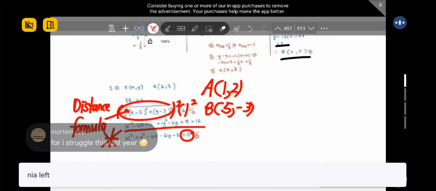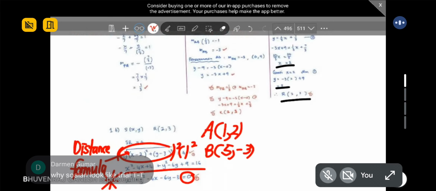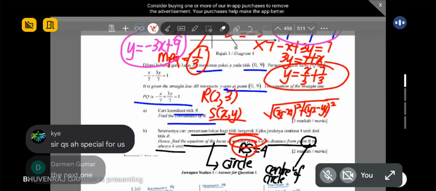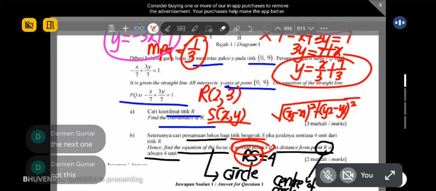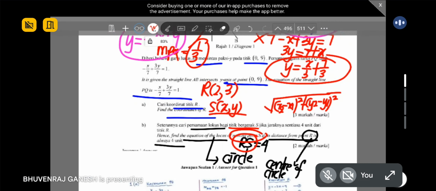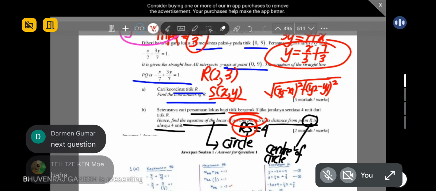Okay, for I struggle this year. Oh, never mind. You just study lah, slow and steady. Okay. Why soalan look like trial? No, it's not trial. Question special for us. Yes, you all special people, right? So of course the question must be special also lah. Am I right? Special people, special question. The next one, not this. Oh, which next one? What do you mean by next one? Special people. Special people in inverted comma. Got the inverted comma one.